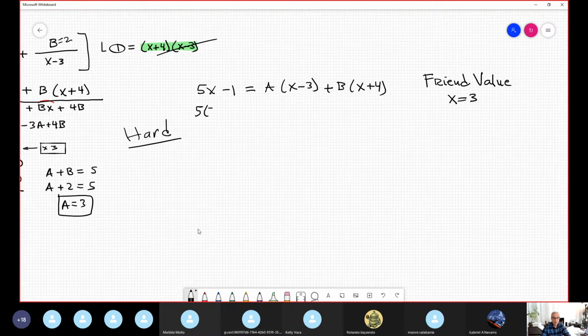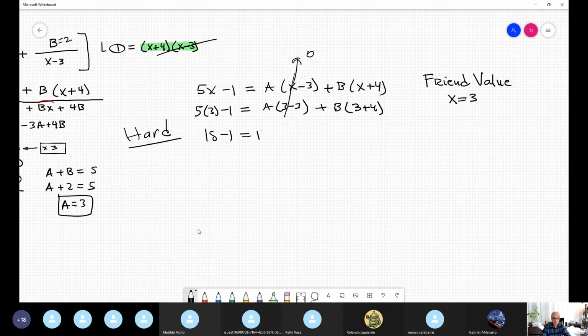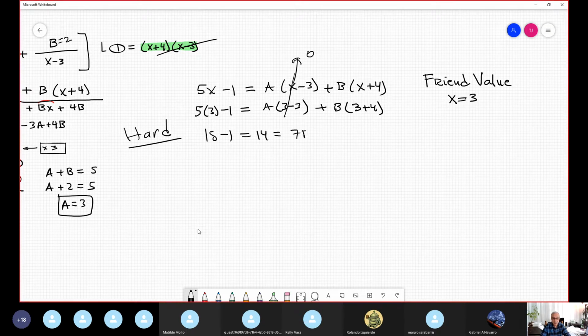5 times 3 minus 1 is equal to a times (3 minus 3) plus b times (3 plus 4). 3 minus 3 is 0. That is the reason I select frame value 3, because that part is gone. 15 minus 1 is 14. On the right hand side we have 7b, because 3 plus 4 is 7, and dividing by 7, b equals 2.